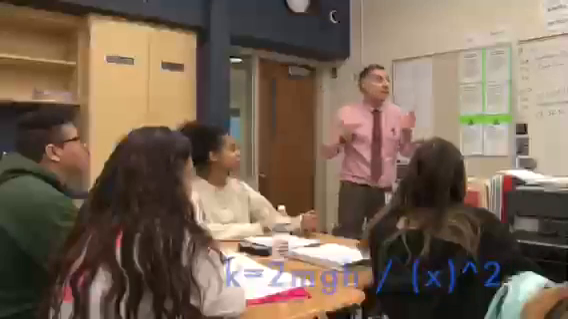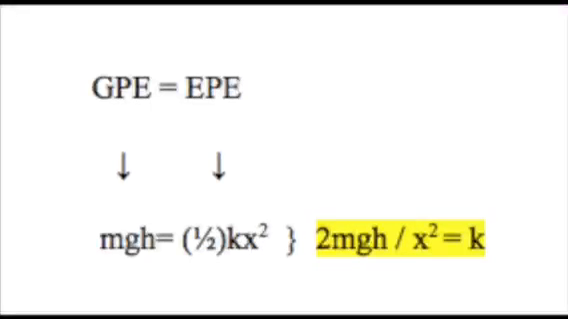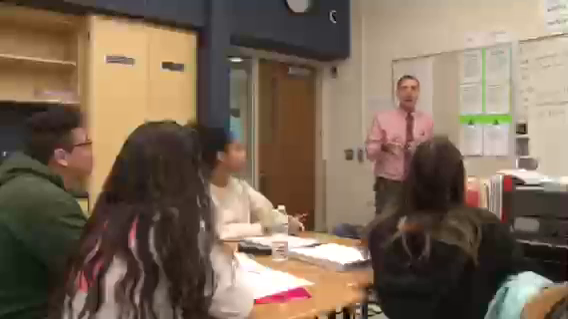Where'd you get it from? Did it fall from the sky? Tell me how it came about. We put together the two equations for GPE and EPE. GPE's equation was mgh and EPE's was half kx squared, and then we isolated the variable k. Isolated the variable k, good.